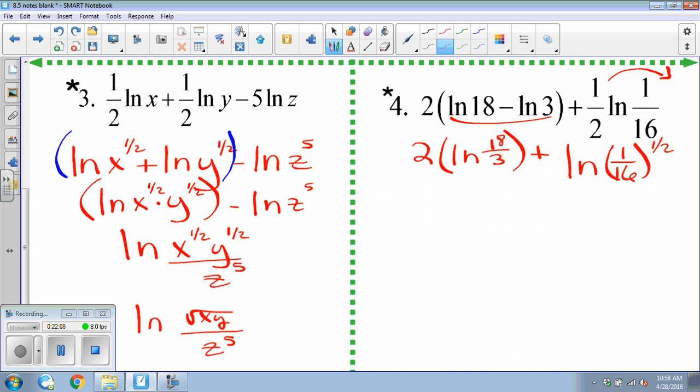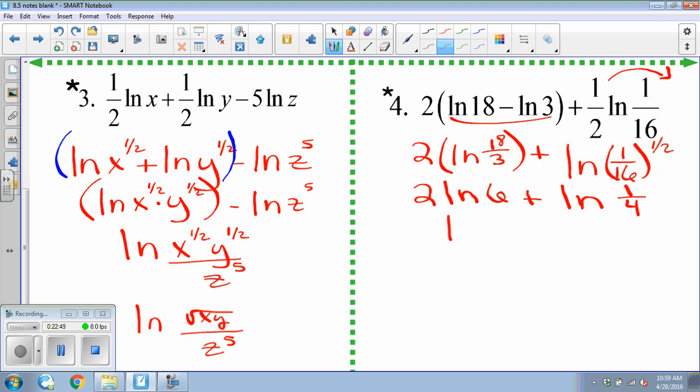Now, it doesn't matter to me that there's a whole bunch of fractions in here, because these are numbers, and I have a calculator that can calculate those fractions for me. Now, 18 divided by 3 is 6. So this is 2 ln 6 plus 1 over 16 to the 1/2 power. That's the square root of 1 over 16, which is 1/4. So ln of 1/4. Because 1/16 to the 1/2 power is equal to 1/4.